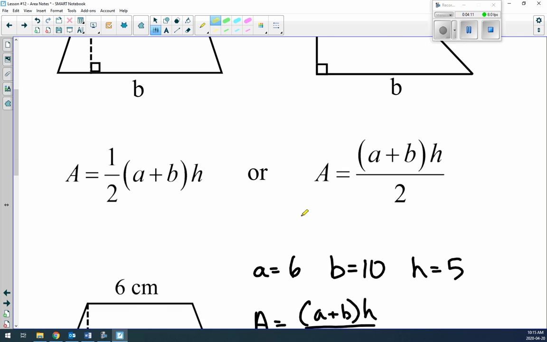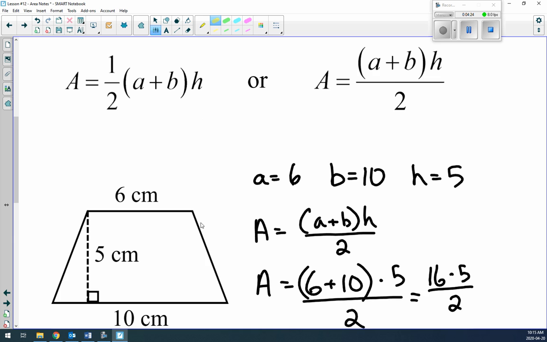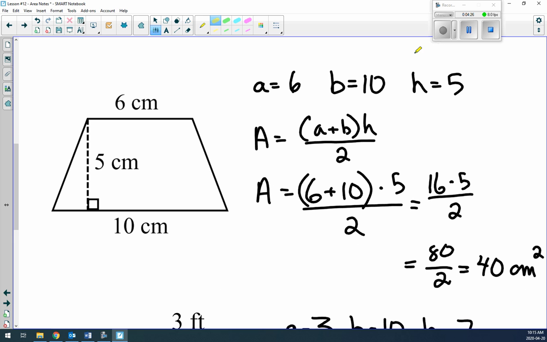So there's 2 ways of writing the formula. It's kind of like the triangle formula. You can do 1/2 times A plus B times H, or you could do A plus B times H divided by 2. You will get the same result either way. So I think I used the second formula down here. Yeah, I did.